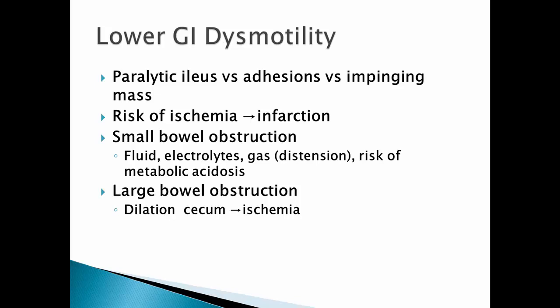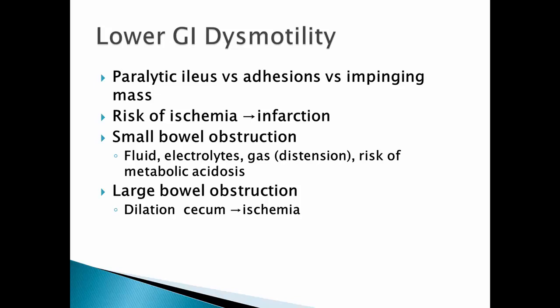has become very narrowed. With dysmotility, decreased motility, we know that there is a risk of ischemia, and that ischemia can then lead to infarct. Because as you slow things down and you put an obstruction in that system, it is more likely to become ischemic and therefore infarct. So let's differentiate a bit then between small bowel obstruction and large bowel obstruction.